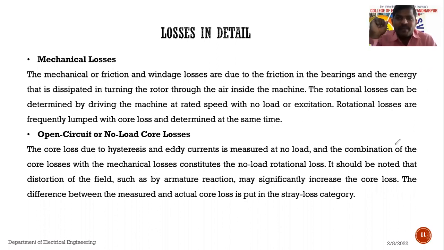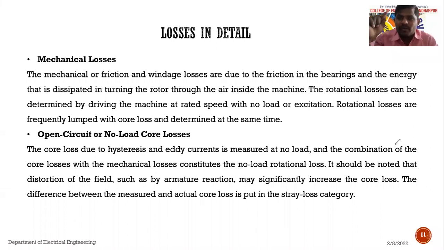How can the rotational losses be calculated? They can be determined by driving the machine at rated speed, without giving any load, at no load condition or with no excitation. At that situation we are just running the machine and calculating the no load losses, like rotational losses. Rotational losses are frequently lumped with core loss and determined at the same time.